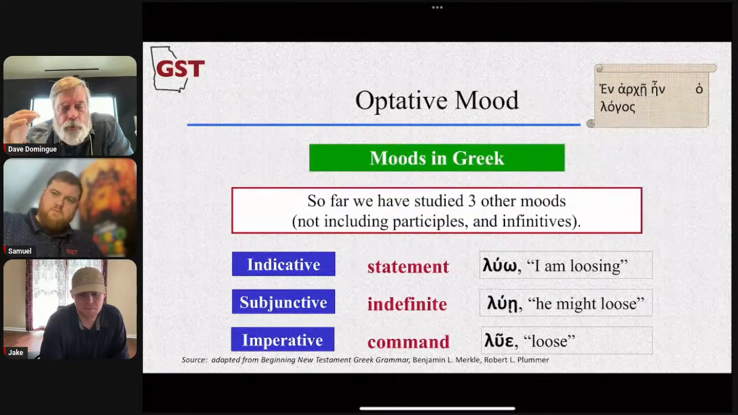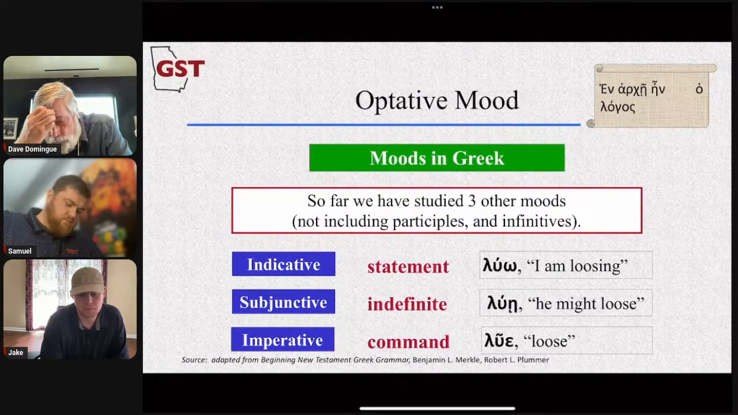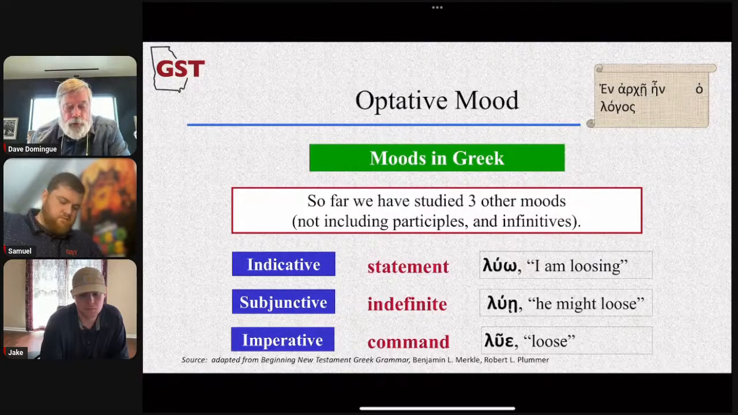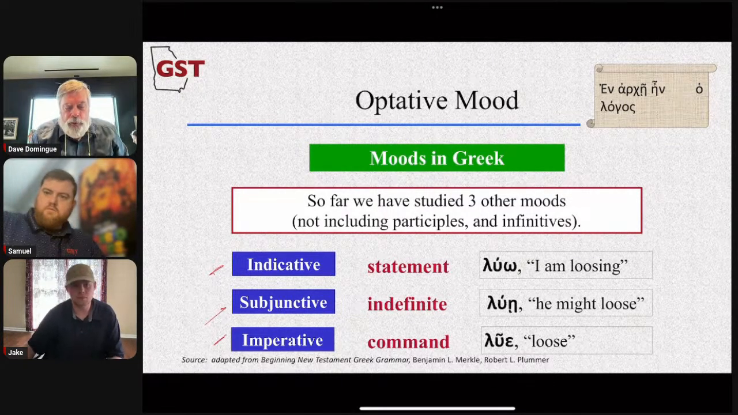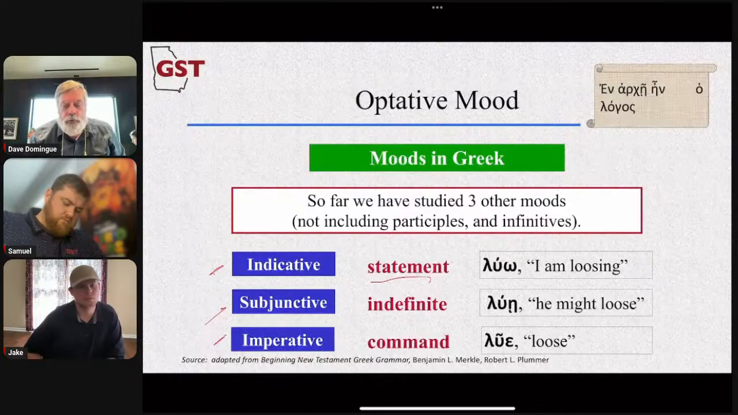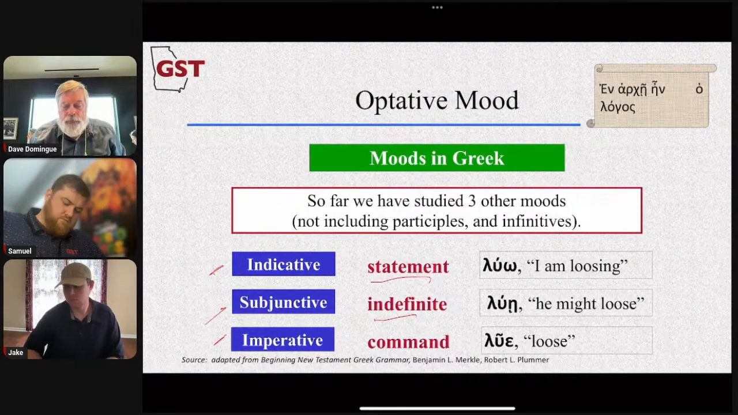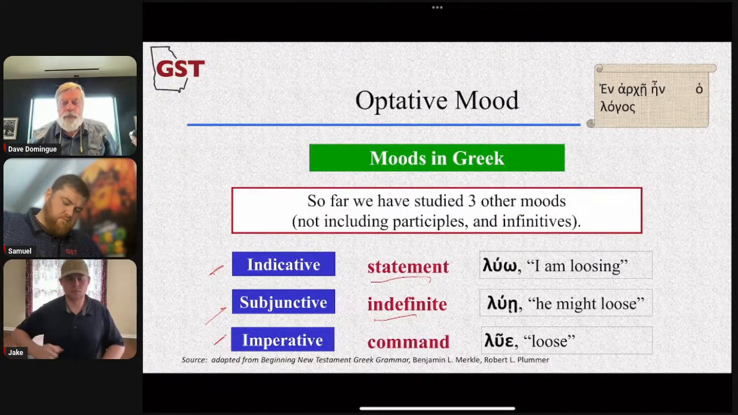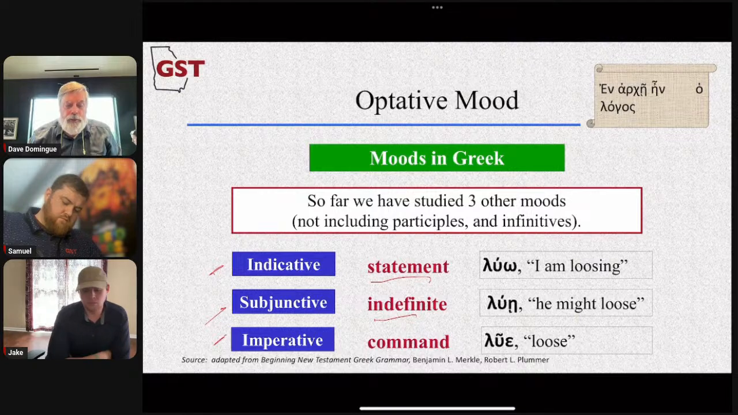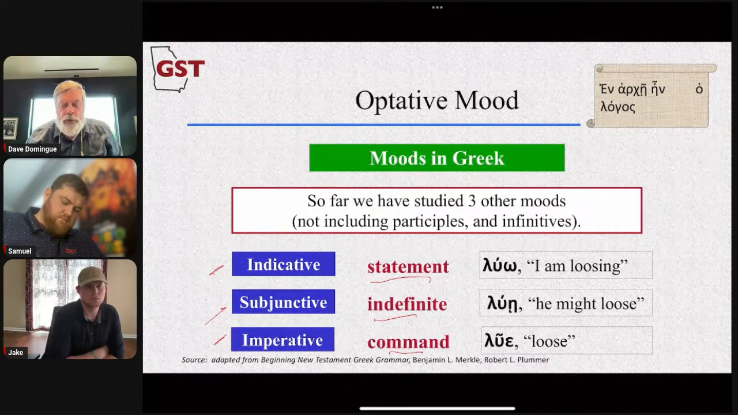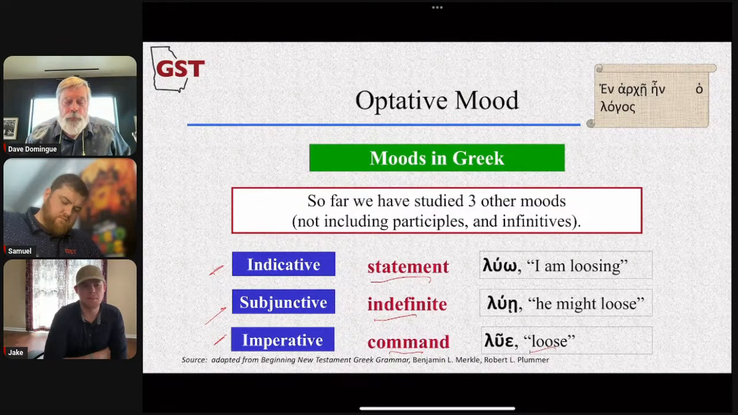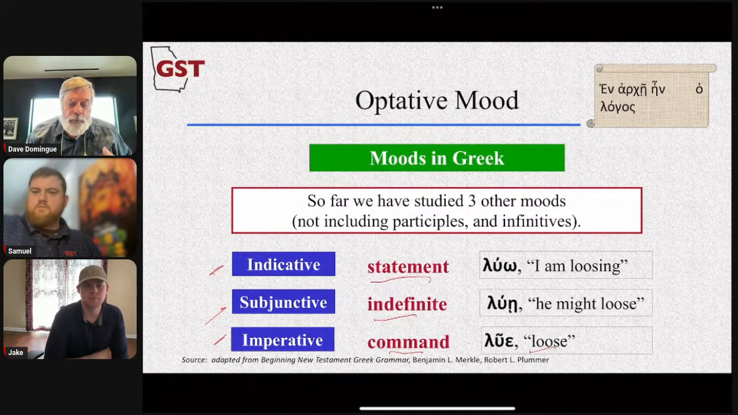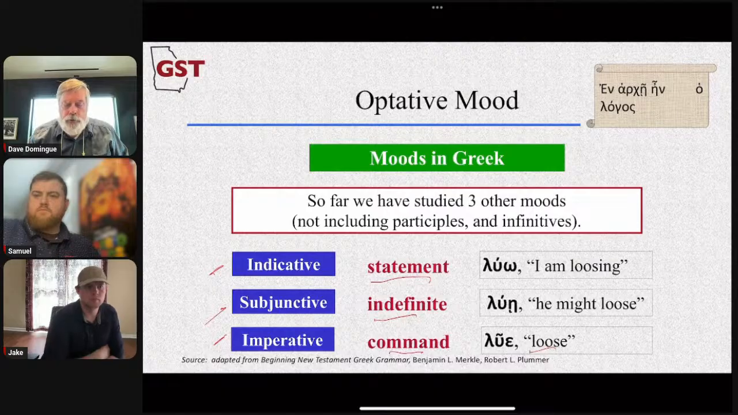That way you've gone through all the moods. So far we studied three different moods: the indicative, subjunctive, and the imperative. Indicative is like a statement, I am loosing. The subjunctive is more indefinite: he might loose, more of a possibility. The imperative is a word of command, loose, although it can be entreaty or other things.